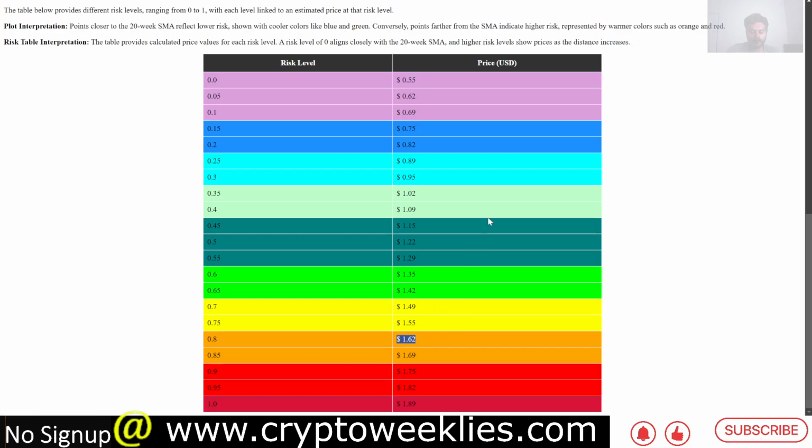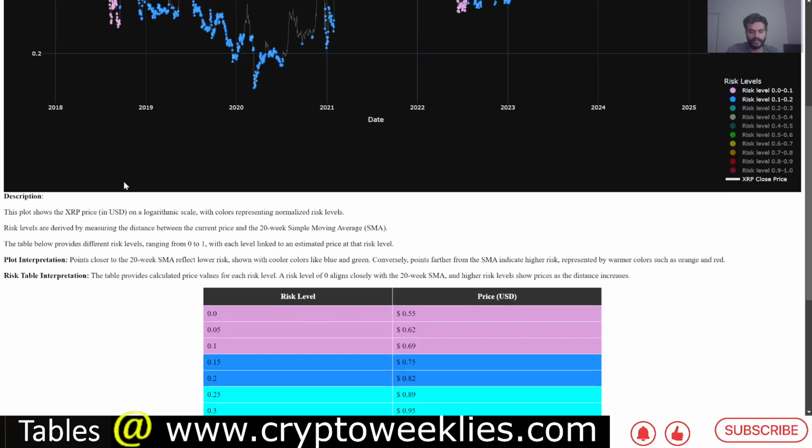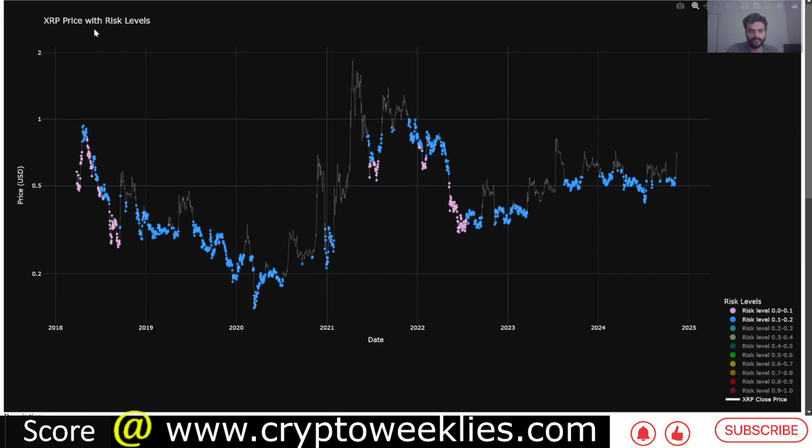That represents a decent price target in case of a bullish surge in the wider crypto market, and the lofty goal being somewhere between $1.69 and $1.89 for XRP. Again, the way that is calculated is also available on the website.